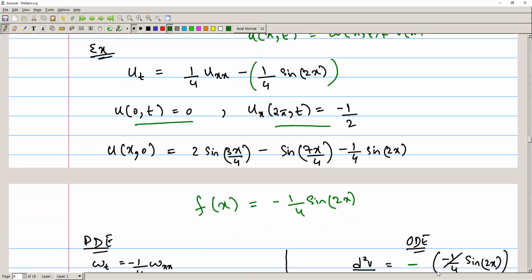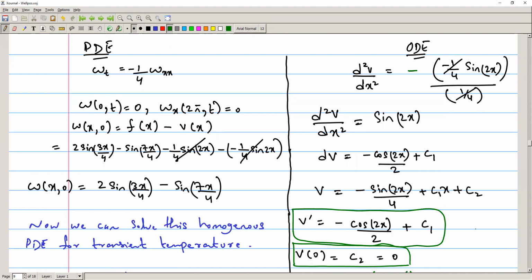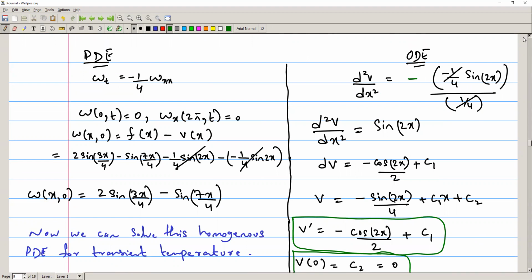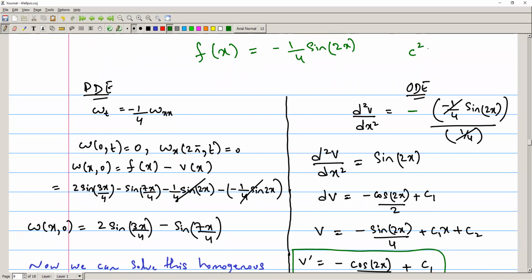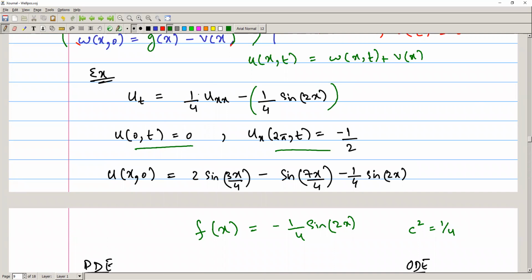So now we can start solving the problem by dividing it into two parts. That is what we discussed, ODE and PDE. So the ODE will be d square v over dx square equals minus f of x divided by c square. So c square is actually 1 over 4, that is given in the equation. This is positive 1 over 4, not negative, right? So we can see here that this is c square.